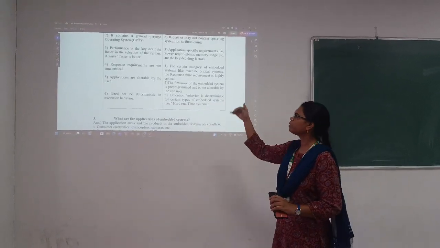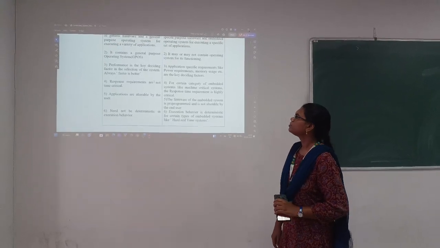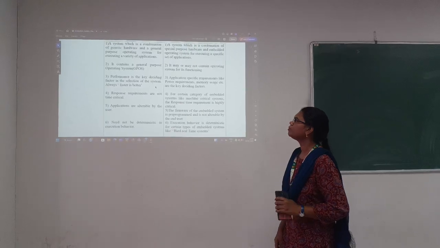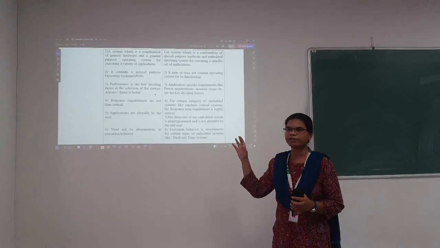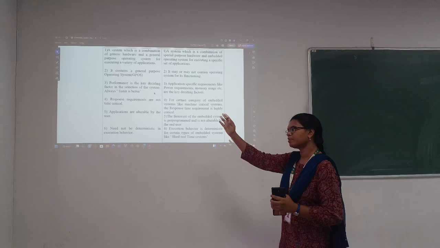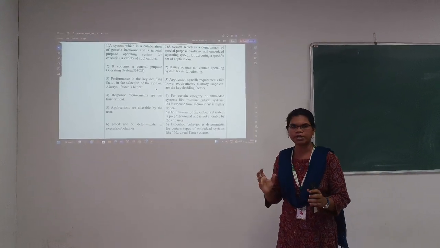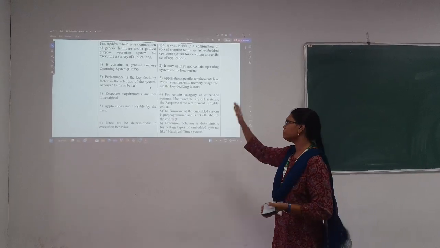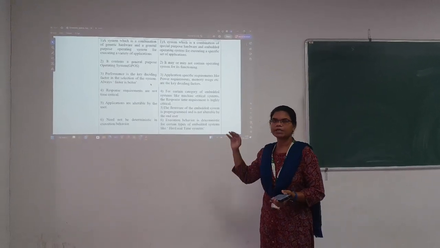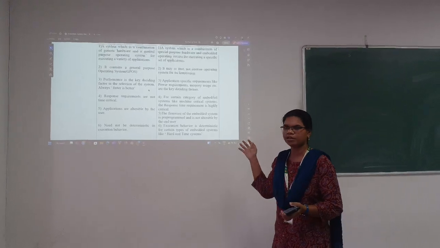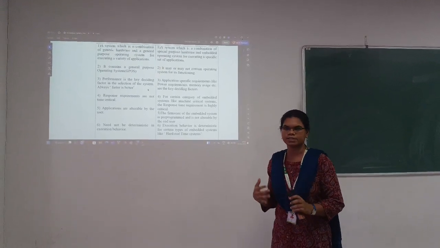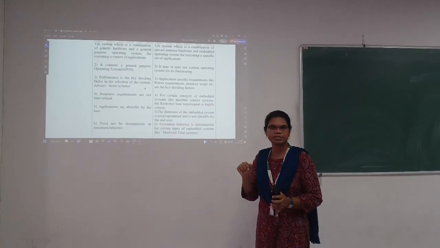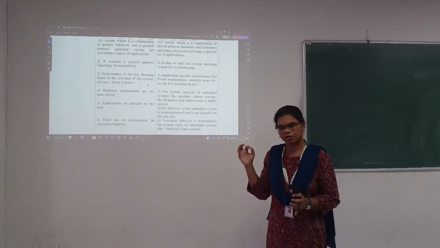So what is a general purpose operating system? First, a system which is a combination of generic hardware and a general purpose operating system for executing a variety of applications. So with the help of a general purpose operating system, we will be using generic hardware and the general purpose operating system in order to develop a variety of applications. Whereas an embedded system is designed for a specific application with the help of an embedded operating system.